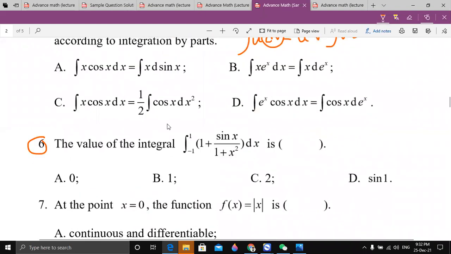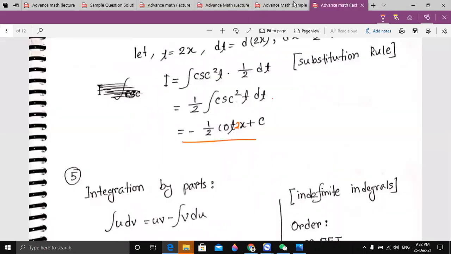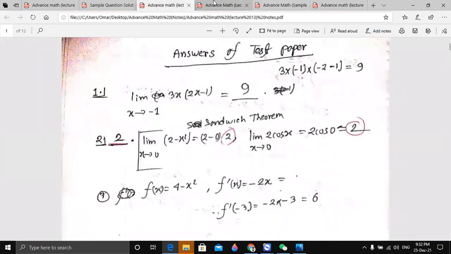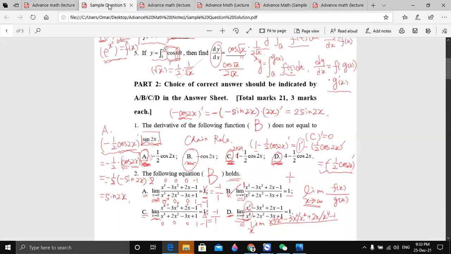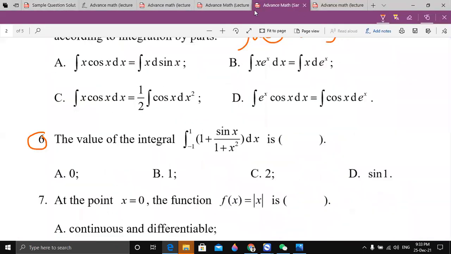So number 6. Number 6, we have the value of the integration of -1 to 1 of (1 plus sin x) by (1 plus x square) dx. So you see here we have what is called a symmetric interval, right? So we have some kind of symmetric interval here.